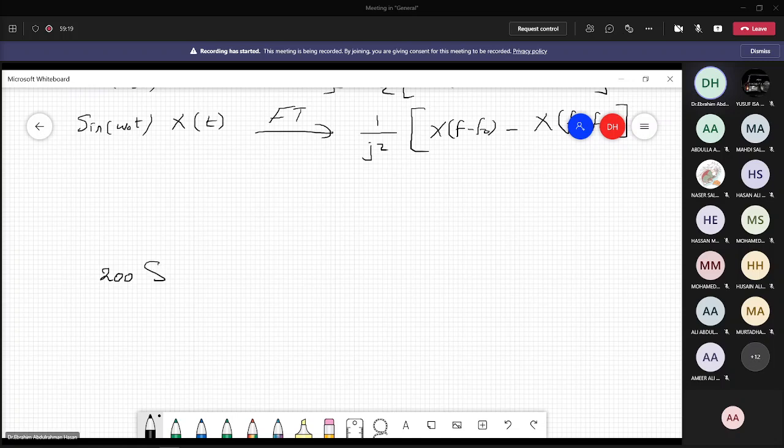$200 sinc 50. What is the Fourier transform for this one?